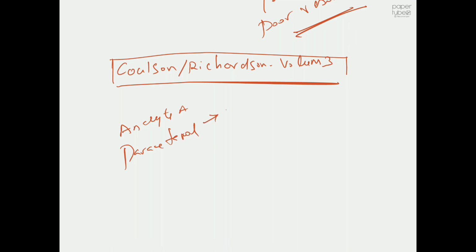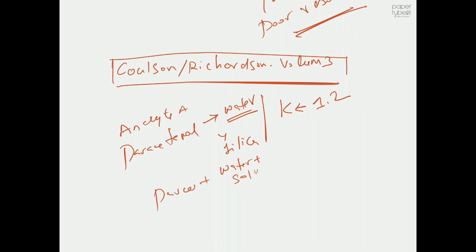So if you use water for example, this is our solvent, and then say we are using silica particles. If the K value is say 1.2 for paracetamol, and this time you are using a mobile phase of water plus another solvent, and again we are using the same stationary phase, that K value will be different.